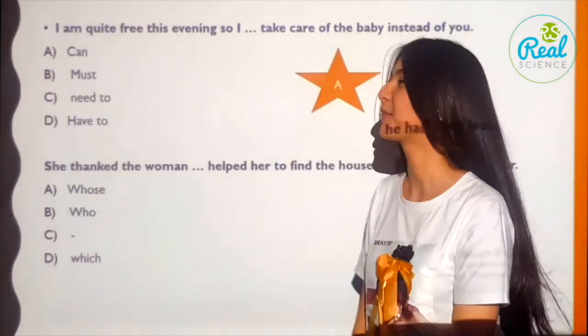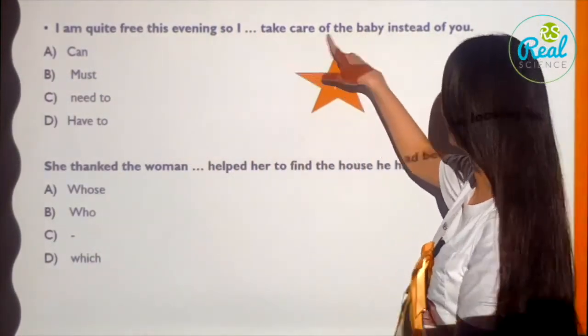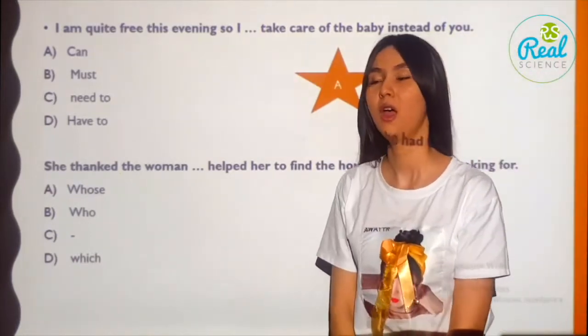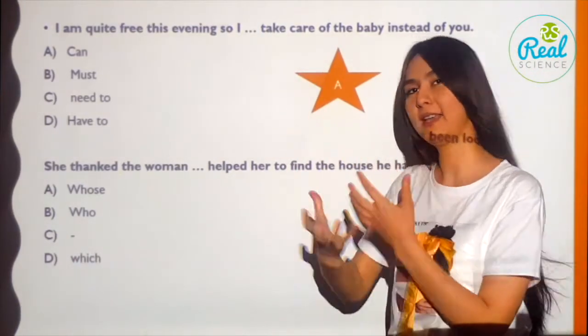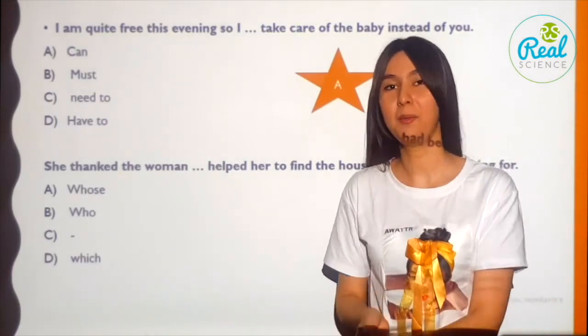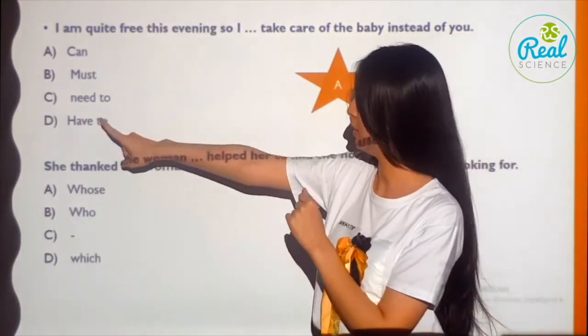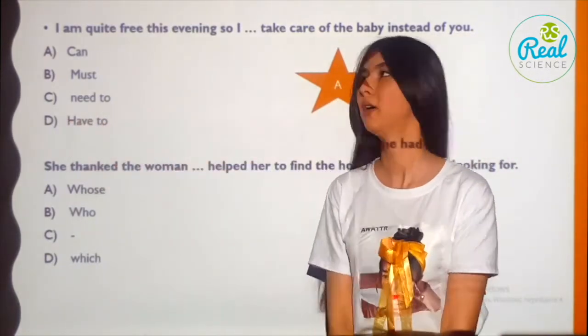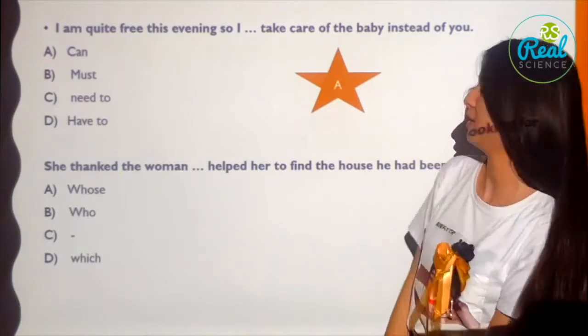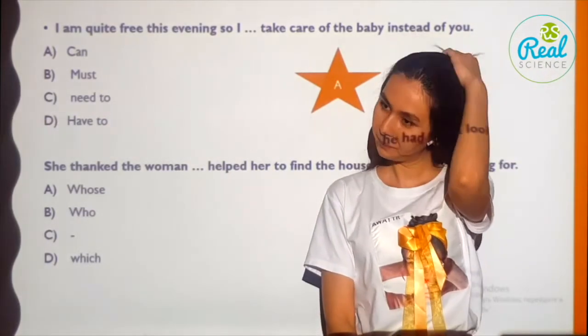Okay, guys, now let's look. So I'm quite free this evening, so I can take care of the baby instead of you. So what does this mean? I can. So this means I am able to take care of my baby instead of you. So can means able to. But if you put here have to, so I have to take care of the baby instead of you. What does this mean?